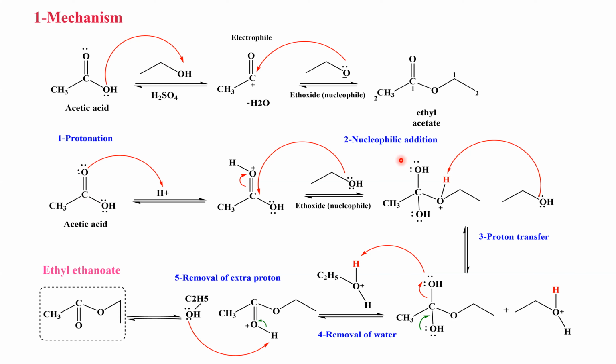So the second one is obviously that something is getting deficient in electrons, so this is converting into the carbocation, and there's a nucleophile, so there will be the reaction between the nucleophile and electrophile. So this is nucleophilic addition. Then there is the proton transfer, then there is a removal of water, then there is a removal of the extra proton.